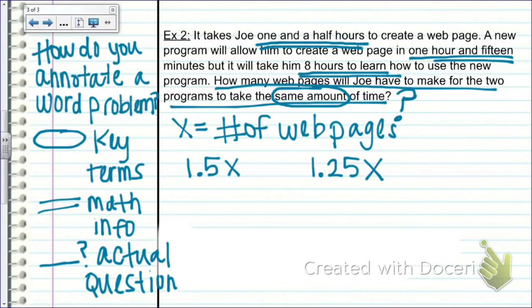But we have to take into account the 8 hours it takes him to learn it. So what else do we have to do on the right side? Plus 8. And we want these amounts of time. So the left represents the amount of time it takes for his old program. The right represents the amount of time it takes for his new program. And what do we want to figure out when they are equal? So you put an equal sign in between them.